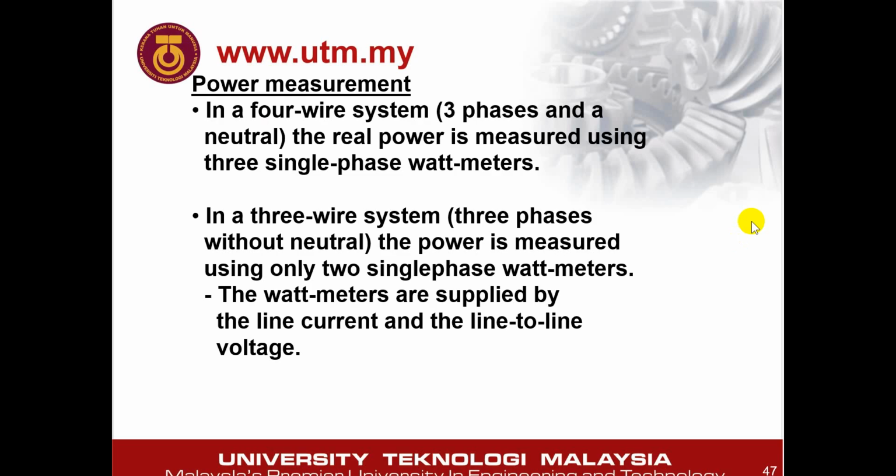Now we continue on power measurement. Previously we discussed how to calculate power, but now we want to measure the power based on the voltage and current. There are two types of measurement: either a 4-wire Y connection or 3-wire connection, either star connection or delta connection, using 3 wires. 4 wire is just for star connection or Y connection.